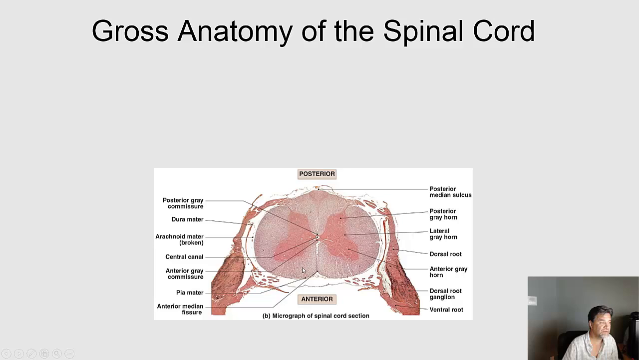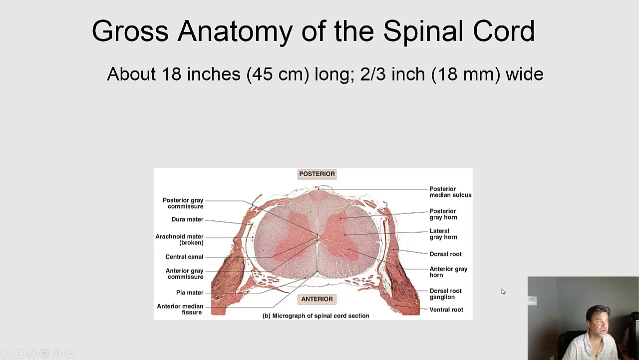For the white matter, we have the posterior white matter, the lateral white matter, and the anterior white matter, and we'll cover those in a little more detail.